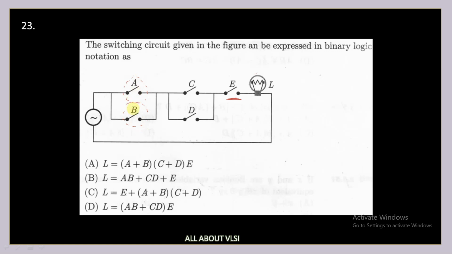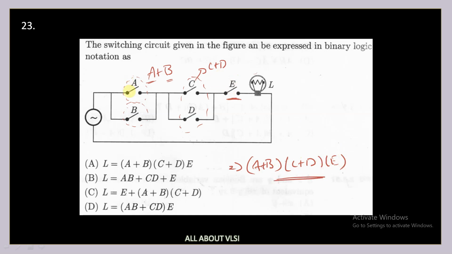So how can we represent this condition? That is A plus B. A can be closed, or B can be closed. Any one is closed, and C should be closed. C can be closed, or D can be closed. So how to model this condition? C plus D. And the mandatory condition is E should be closed definitely. So finally what we can do is (A plus B) into (C plus D) into E. So this is your output.